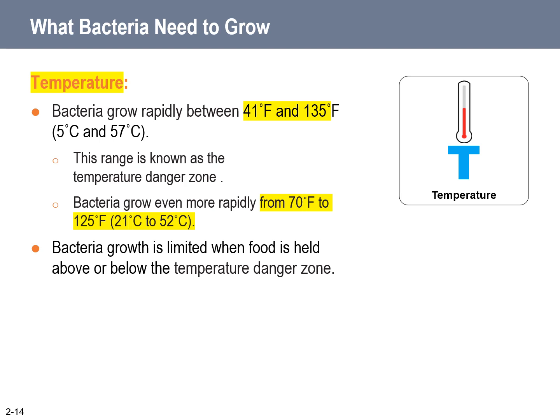Temperature. So bacteria grow rapidly in the temperature danger zone, which is 41 to 135. Bacteria grows even more rapidly from 70 degrees to 125. This is a zone where you want to make sure food stays out of the most, because bacteria will even double more in this time. So bacterial growth is limited when food is held above or below this danger zone. So you want to keep hot food hot above 135, and you want to keep cold food cold under 41, and then of course you want to keep frozen food frozen.